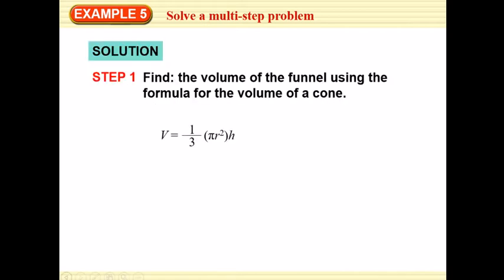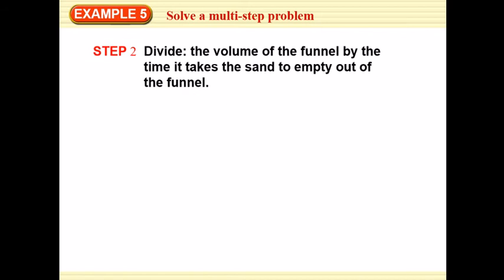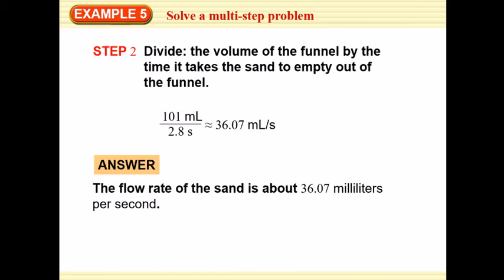So first, write out your formula. Always write out your formula. Step 2, substitute in your values. Step 3, type it into your calculator and convert those cubic centimeters into milliliters. Now I have the volume, and then I need to divide it by our time to find the flow rate. The units on my rate should be milliliters per second, and there is my flow rate. So the flow rate is about 36.07 milliliters per second.